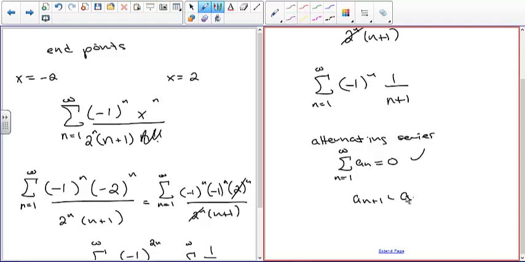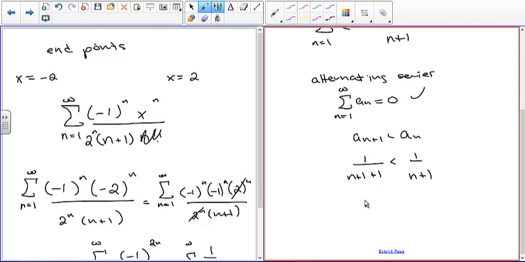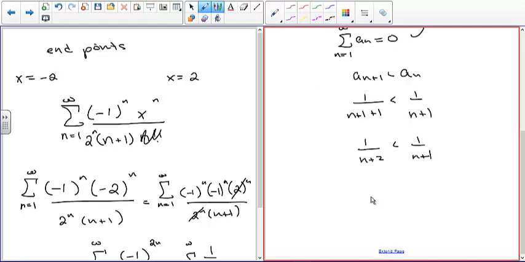So if I put in a sub n plus 1, what you do is you plug in n plus 1 to here, and then we add, so we have n plus 1 plus 1. Is that always less than 1 over n plus 1? So you get 1 over n plus 2. Is that always less than 1 over n plus 1? Cross multiply. n plus 1 is less than n plus 2.